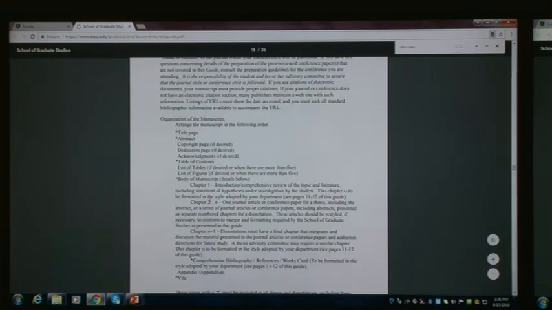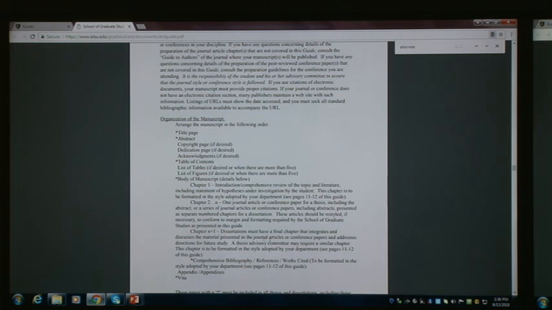All right, one journal article or conference paper for a thesis, including the abstract, or a series of journal articles or conference papers, including abstracts, presented as separate numbered chapters for a dissertation. The only restriction I remember being in here was the final chapter. Dissertations must have a final chapter that integrates and discusses the material, but a thesis advisory committee may or may not require that. But as far as what you were asking, this is chapter 2, one journal article for a thesis or a series for a dissertation.